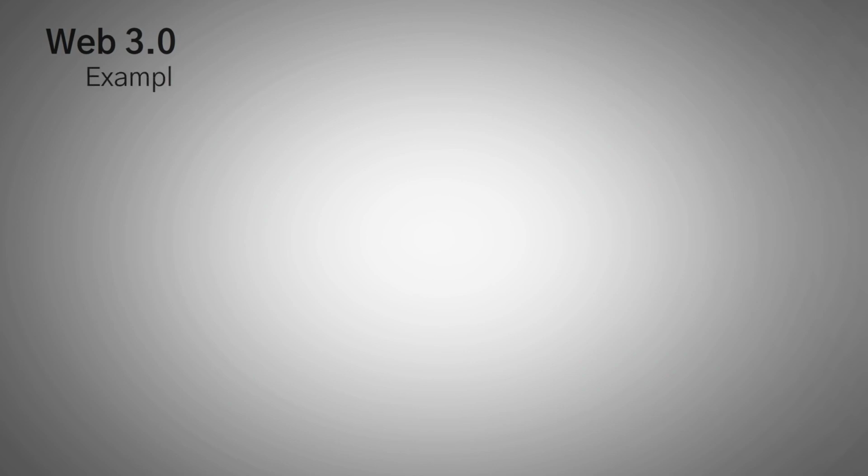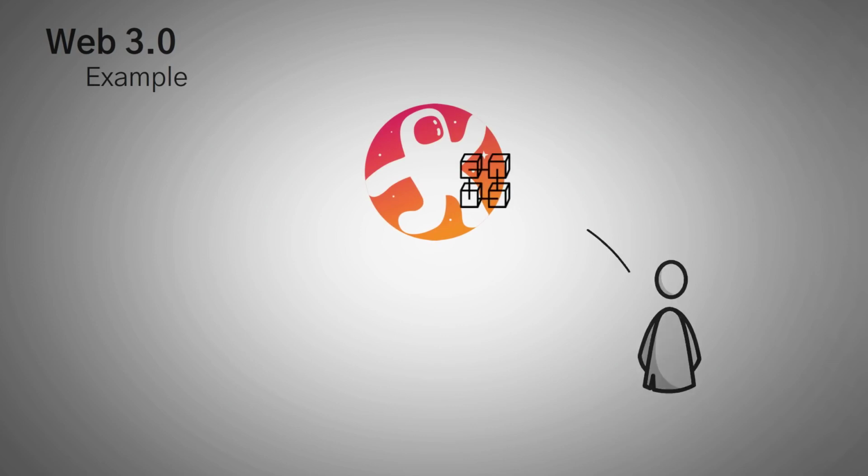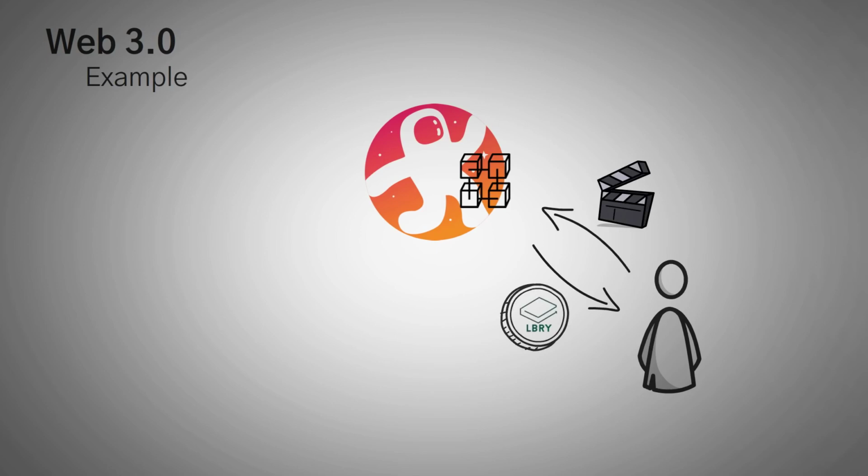Here's one example that's already real. Odyssey is a blockchain alternative to YouTube, where videos can be posted and creators can earn library tokens, which are basically a reward for enticing viewers to watch their videos. The thing about Odyssey, though, is that they can't really stop a video from being posted.